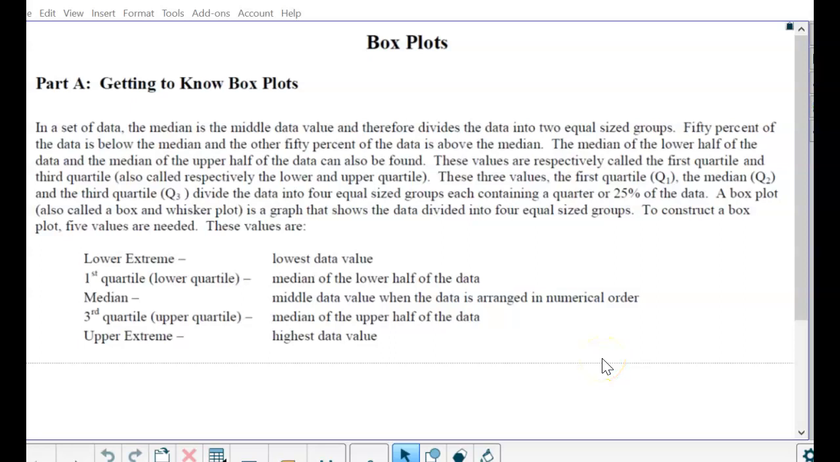So box plots, can read through. I already started reading through that.